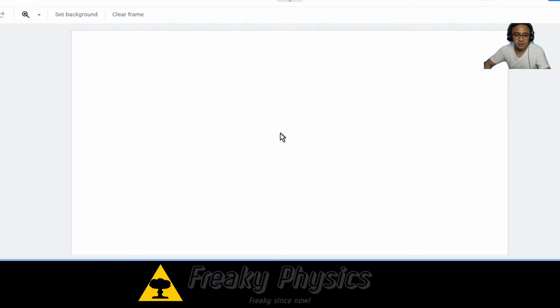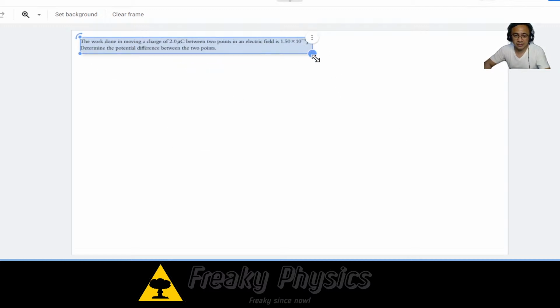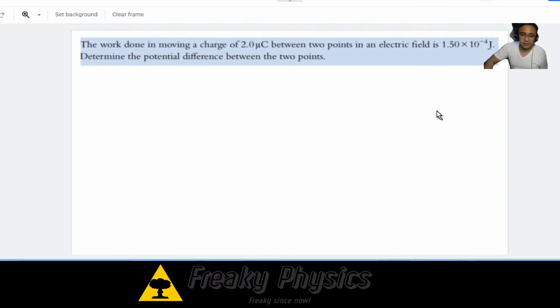Okay, let's do this first. This is the one for potential difference. All right. Since you have your formulas, calculate this. The work done in moving a charge of 2 microcoulombs between 2 points is that much. Determine the potential difference between the 2 points.